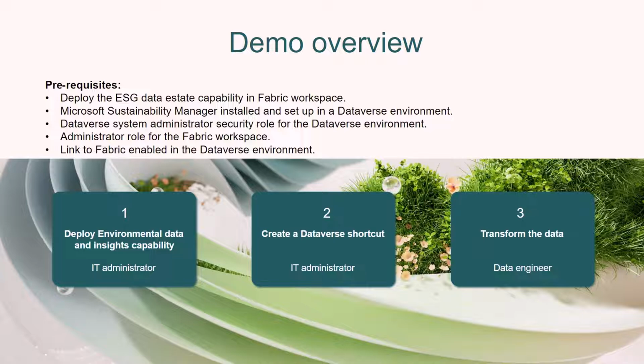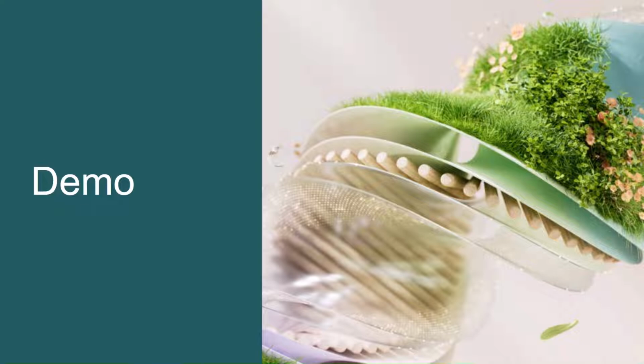Now, let us take a look at the steps to ingest and transform data from Microsoft Sustainability Manager. First, deploy the environmental data and insights capability. Then set up a shortcut from the Fabric environment to bring data from Dataverse. Finally, transform the data from the Sustainability Manager's data model to the ESG data model. In today's demo, we will look at how to ingest and transform environmental data from Microsoft Sustainability Manager using the Environmental Data and Insights capability.